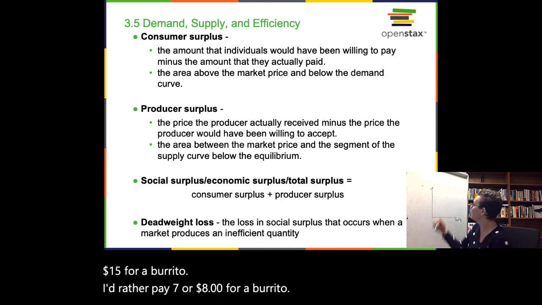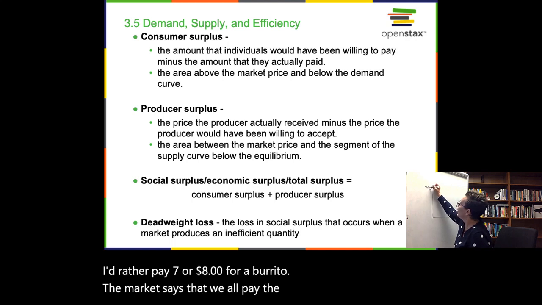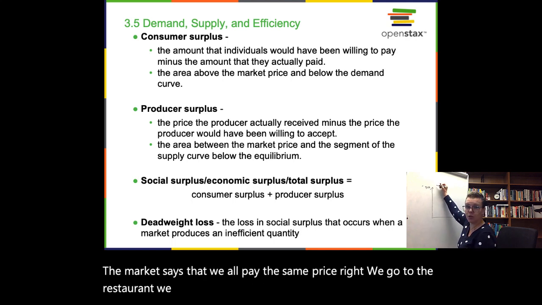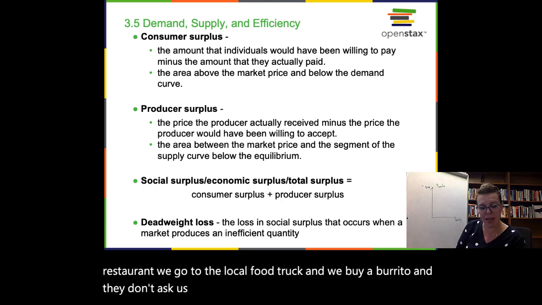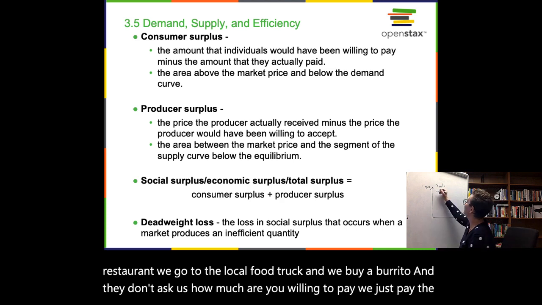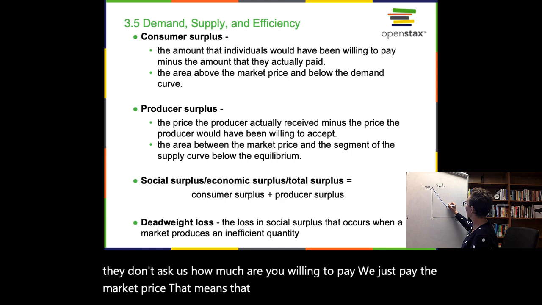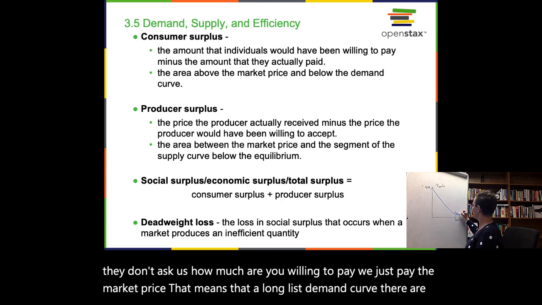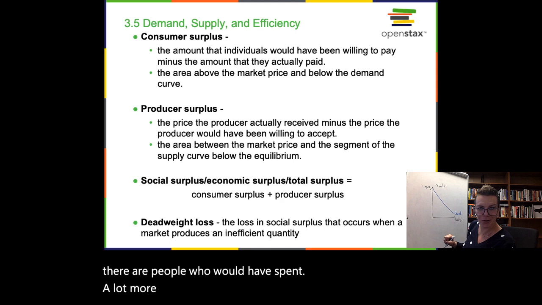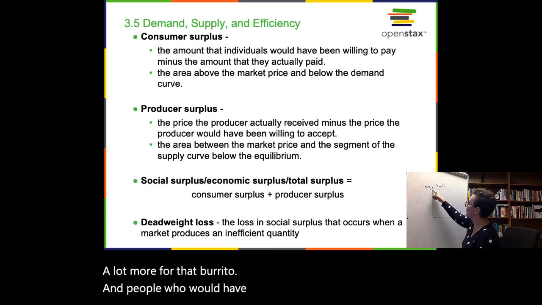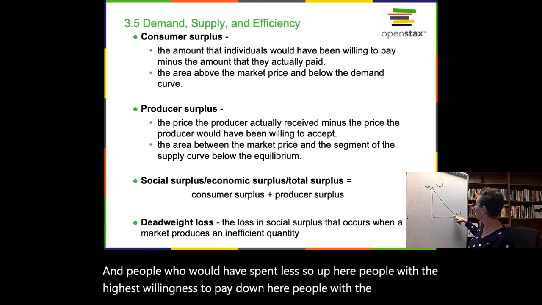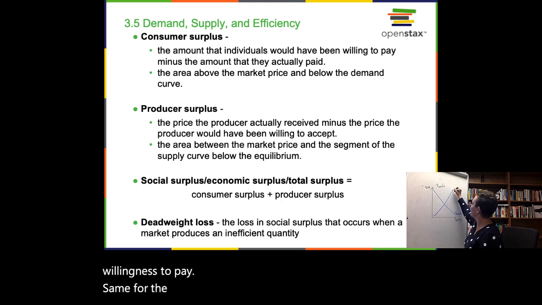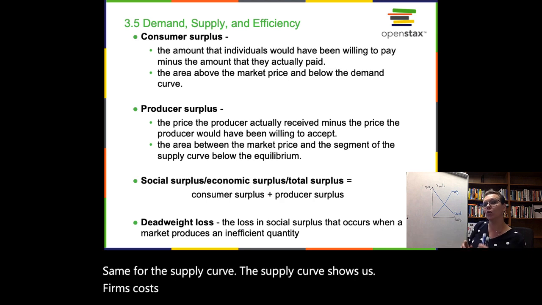The market says that we all pay the same price, right? We go to the restaurant, we go to the local food truck, and we buy a burrito, and they don't ask us, how much are you willing to pay? We just pay the market price. That means that along this demand curve, there are people who would have spent a lot more for that burrito and people who would have spent less. So up here, people with the highest willingness to pay. Down here, people with the lowest willingness to pay. Same for the supply curve. The supply curve shows us firms' costs, the minimum price they're willing to accept.